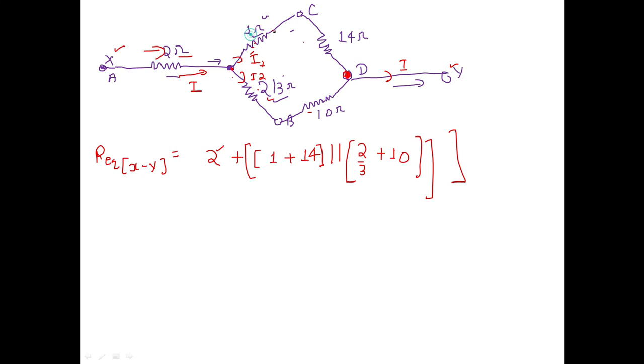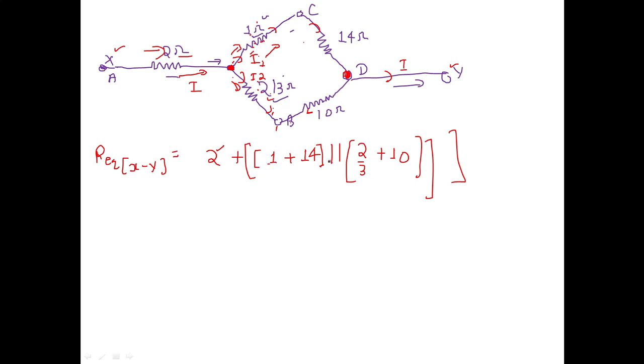Because this 1 ohm and 14 ohm draw the same amount of current, whereas this 2 by 3 ohm and 10 ohm also draw the same amount of current. The 1 ohm and 14 ohm draw I1 current across this terminal, and the 2 by 3 ohm and 10 ohm draw I2 current. But these two branches are in parallel with each other, because the current is divided into two parts. So I have 1 plus 14 in parallel with 2 by 3 plus 10.